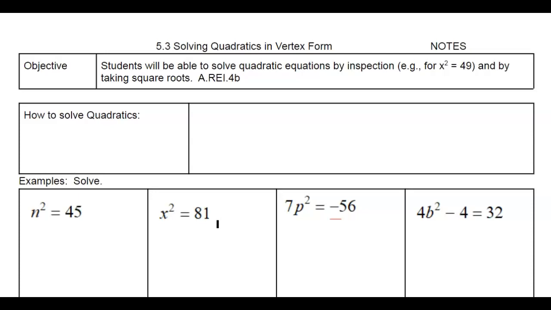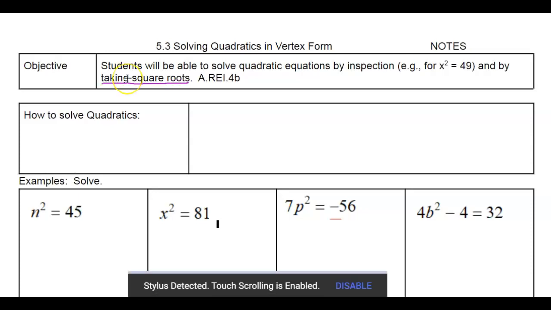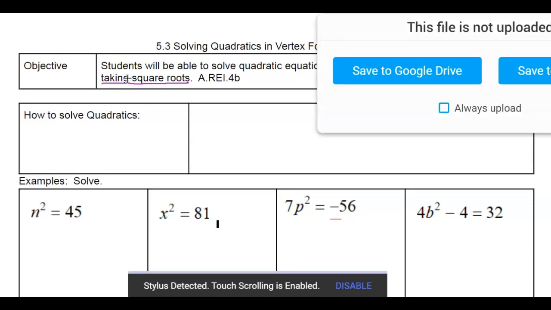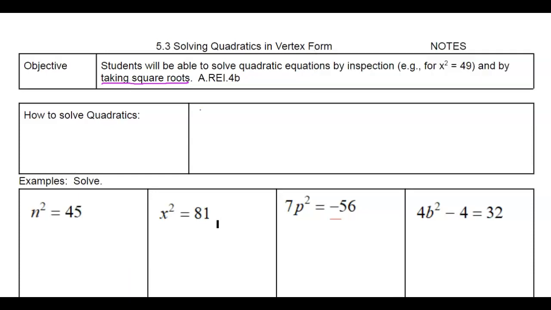Okay, we're going to continue solving quadratics, but this time we're going to focus on equations that are in squared form or vertex form. So our main strategy is going to be taking square roots. So how to solve quadratics? Well, number one is you want to get the x squared term, what I call alone. Then step two is you're going to take the root of both sides.